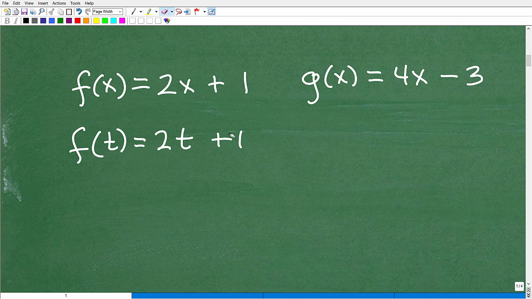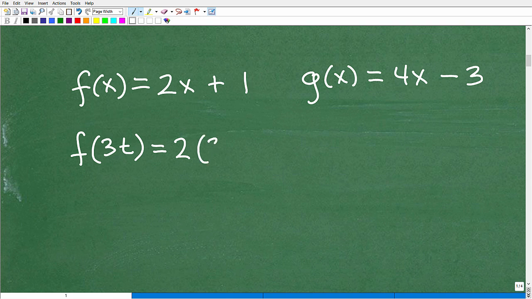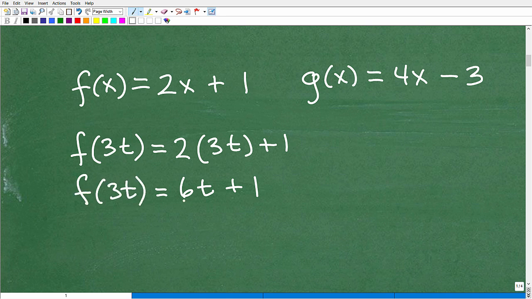Now, let me give you one more example, then we'll get to the good stuff. How about f of, let's make it more exciting, 3t? What do you think that's going to be? So that's going to be 2 times what I plugged in, which is 3t, plus 1. Okay, so this is going to be 6t plus 1. So f of 3t equals 6t plus 1. All right, if you're with me so far, that's excellent.